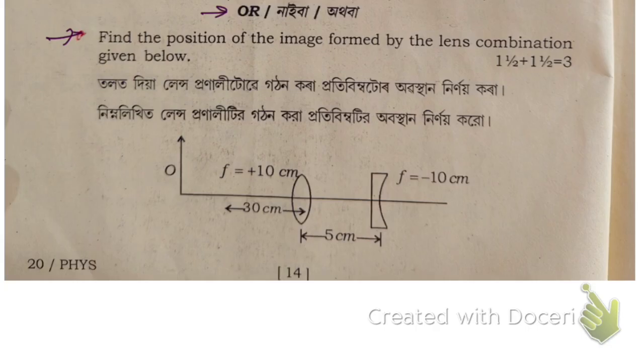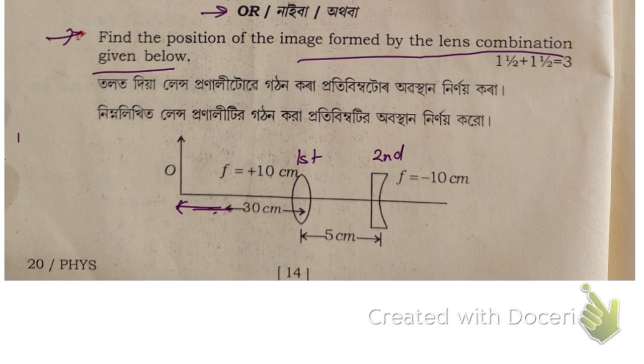Find the position of the image formed by the lens combination given below. So here is the lens combination given below. First let me take this as the first lens and this as the second lens. For the first lens, the object distance is 30 centimeter. This should be the diagram actually.